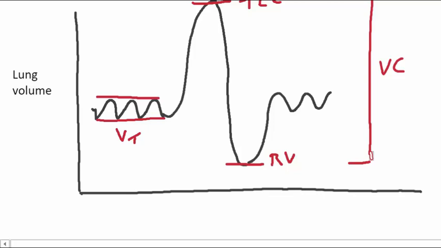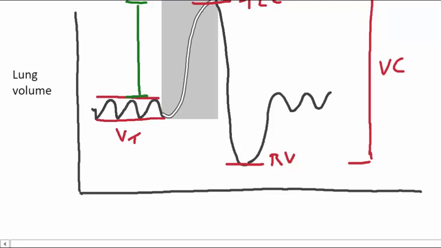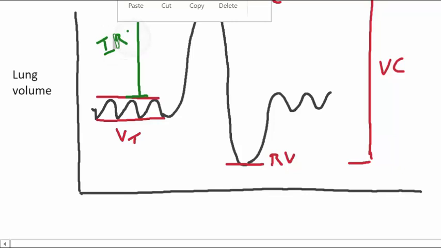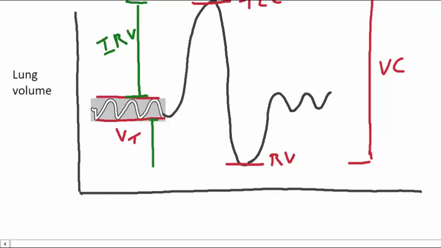Between total lung capacity and the tidal volume, this area right here is the inspiratory reserve volume. And from the bottom of the tidal volume to the residual volume is the expiratory reserve volume.